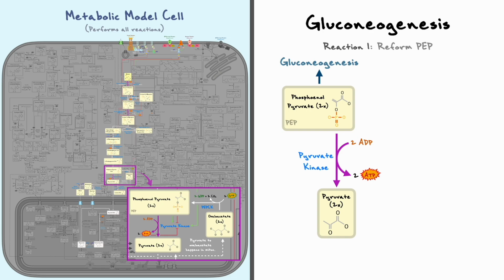the aim of the first reaction of gluconeogenesis is to reform PEP. Now, although gluconeogenesis is typically considered the inverse of glycolysis, pyruvate is not the actual starting point for this pathway, but rather it is oxaloacetate.